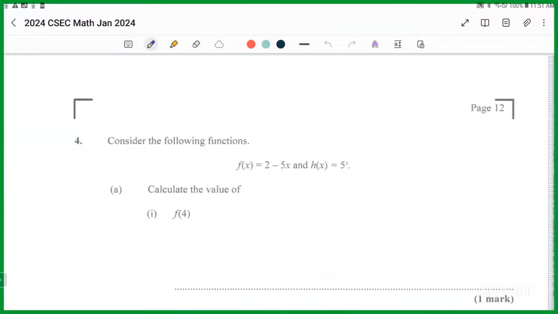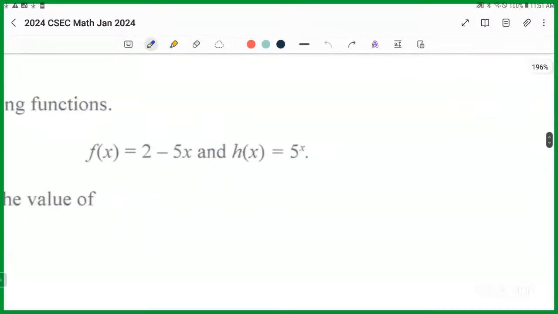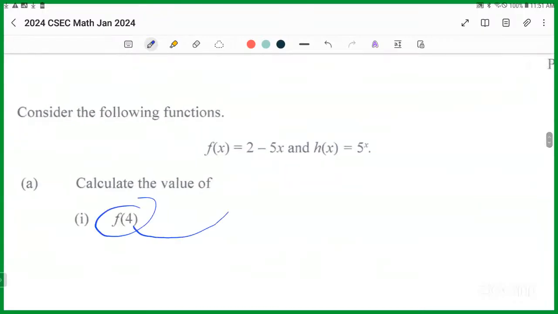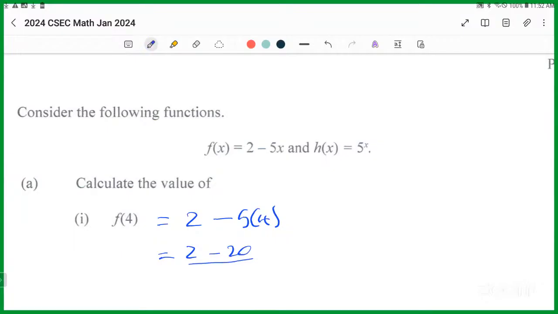So this question says f of x is equal to this, and another function h of x is equal to 5 to the x. This is actually 5 to the power x. First part wants f of 4. f of 4 means you're going to put 4 in the f function right there. So this is simply going to become equal to 2 minus 5, and where this x is, we put in a 4 now. 5 times 4 is 20. So that's 2 minus 20, which is negative 18. That's the answer for that part, negative 18.